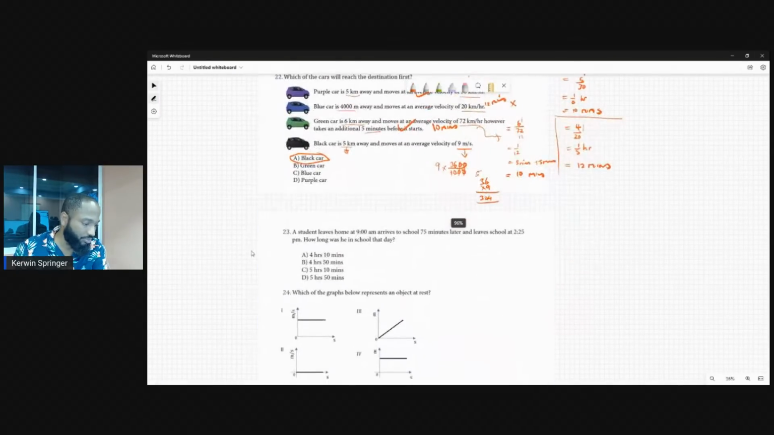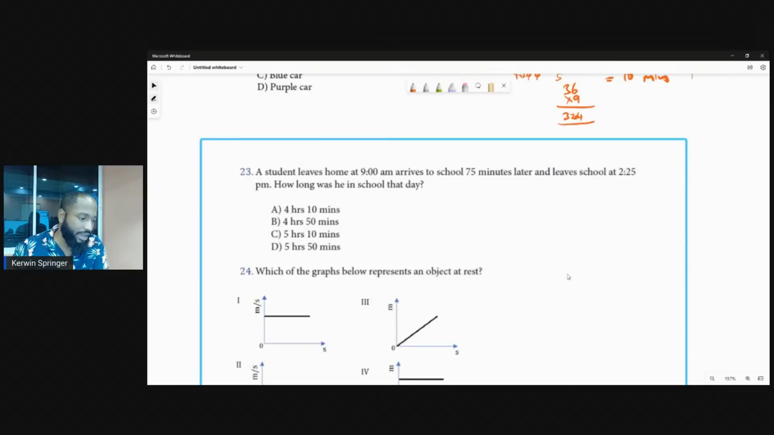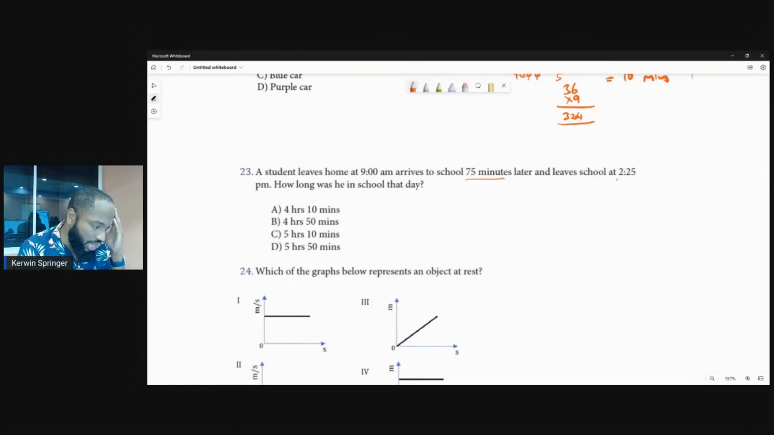32.4 also. A student leaves home at 9 a.m., arrives at school 75 minutes later, and leaves school at 2:25. How long was he in school that day? 75 minutes later means that's an hour and 15 minutes. That is an hour and 15 minutes.